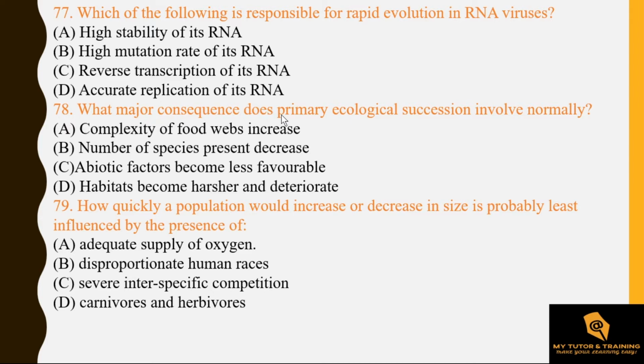What major consequence does primary ecological succession normally involve? A. Complexity of food web increases, B. Number of species present decreases, C. Abiotic factors become less favorable, D. Habitats become harsh and deteriorate. So the correct answer is choice A. During primary succession, pioneer species change the abiotic conditions, allowing all other species to colonize step by step. The number of species present increases, as well as the complexity of the food web.